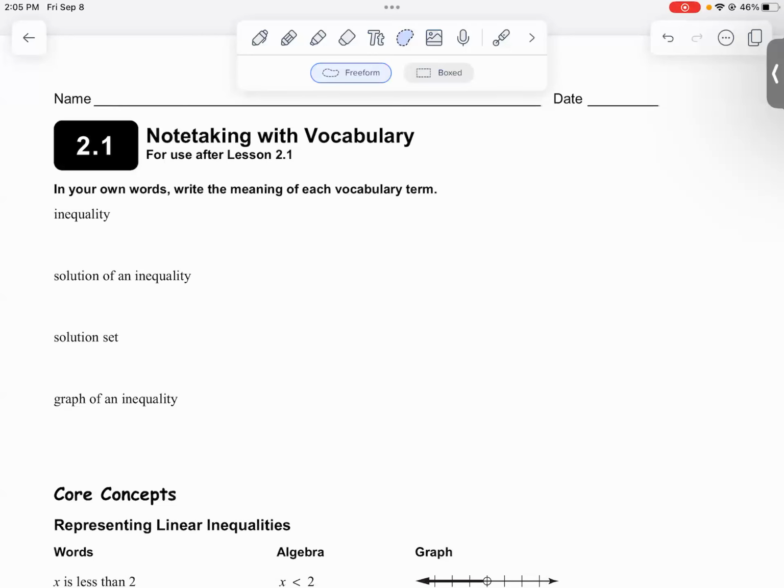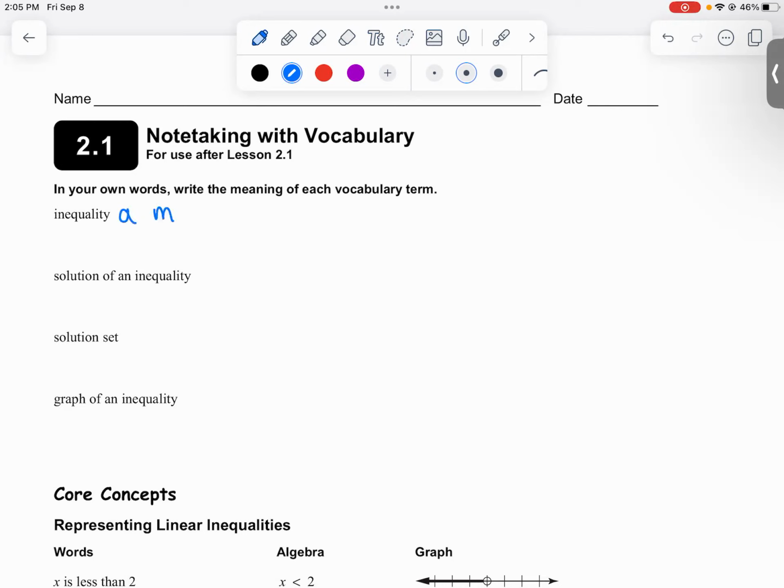We are going to go through these notes. It's going to be not very painful. Okay, we're on page 30. This chapter is going to focus on inequalities.